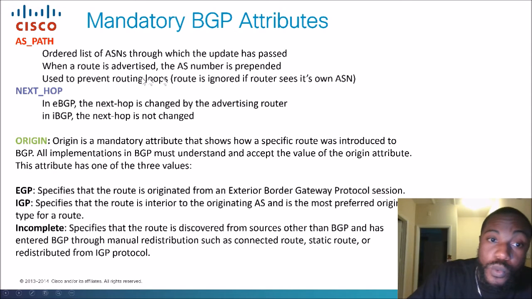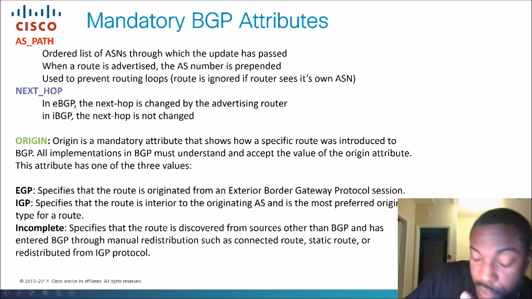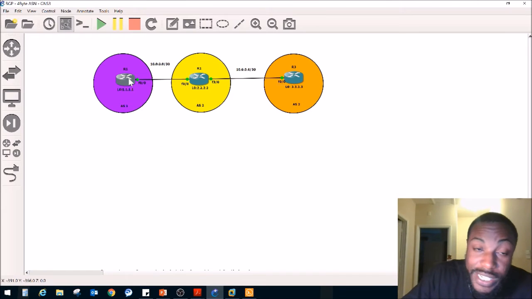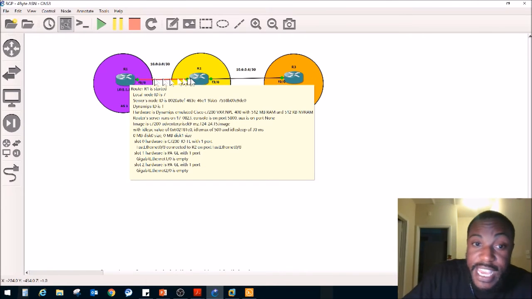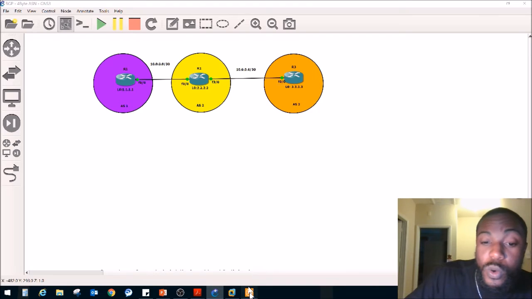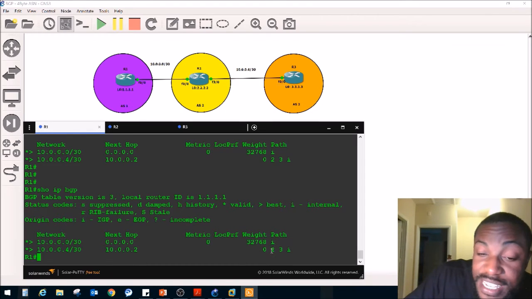It's used to prevent routing loops. The route is ignored if a router sees its own ASN. So if router 1 saw, let me go back to this again. If router 1 saw his own AS in the path to get there, he knows that's a loop. So he's not going to even have that in his path. We're in router 1 right now. If he sees AS1 in that path, he knows that's a loop.